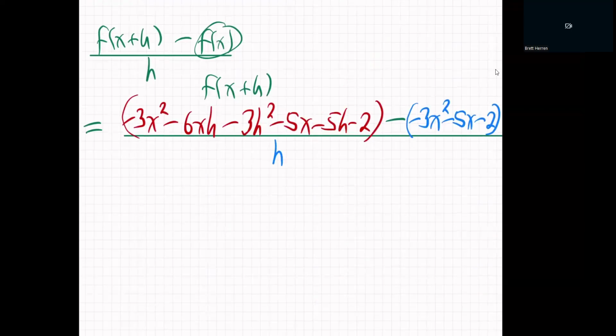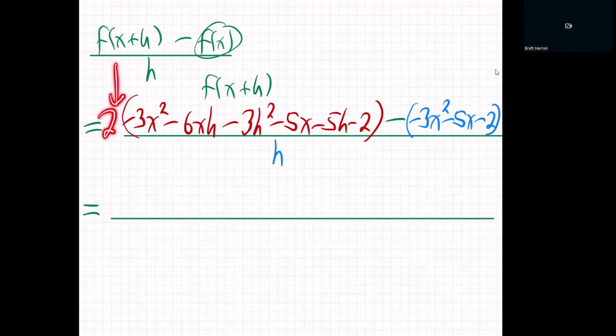All right, what a mess. What do we do now? Well, now we have to distribute. Now there's nothing in front of this parenthesis. If there was a number like 2 or whatever, it would distribute. If there was a minus sign, it would distribute, but there's nothing in front. So you can just drop those parentheses. They're not really doing anything. This is f of x plus h minus f of x. Okay. So let's just drop the first set of parentheses.